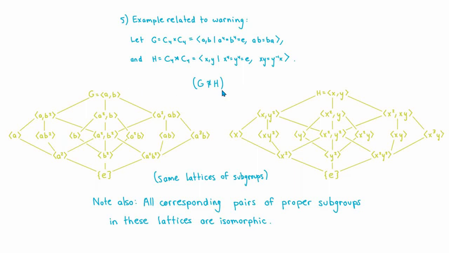So this is a concrete example to show you that the converse of property number 7 in general is not true. Now, like I said before, it's hard to find examples like this, so usually when you have two groups that have the same lattices of subgroups, they do turn out to be isomorphic. But there are other examples like this as well, so you need to be a little bit careful about this.